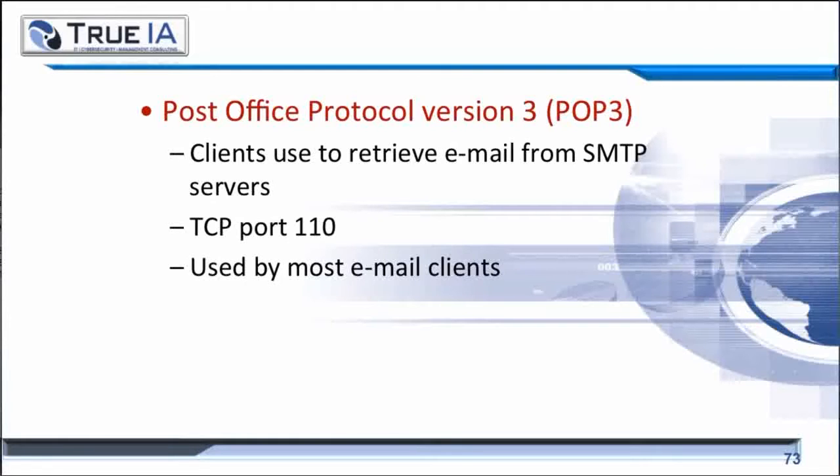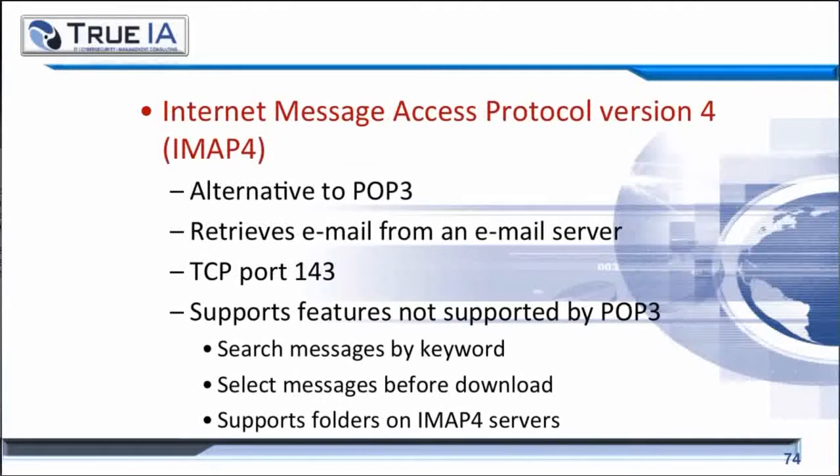Next, we have the Post Office Protocol version 3, or POP3. This operates on TCP port 110 and is also used by a lot of email clients. However, it has begun to give way to IMAP, the Internet Message Access Protocol version 4. Mainly because it supports features that aren't supported in POP3, like the ability to search for messages by keyword and select messages before downloading them.